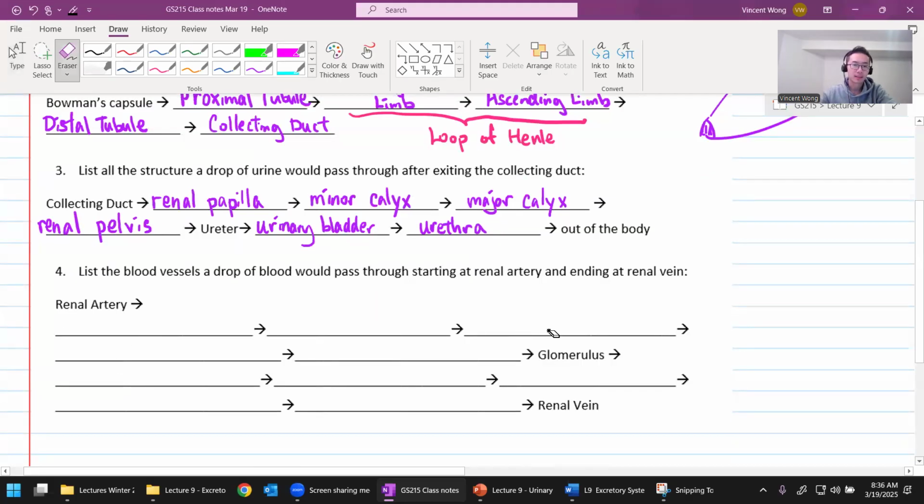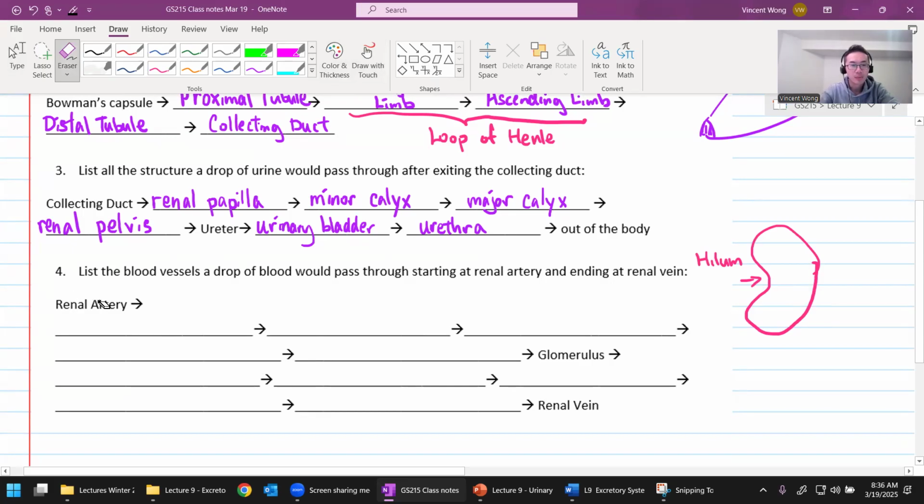Okay, this one, people don't really like it because it's so many names. But from the renal artery, it is going to go into the kidney through the hilum. Remember, this is the kidney. This indentation here is called the hilum, and that's where the arteries are going to go in. The ureter is going to come out from there. The veins are going to come out from there.